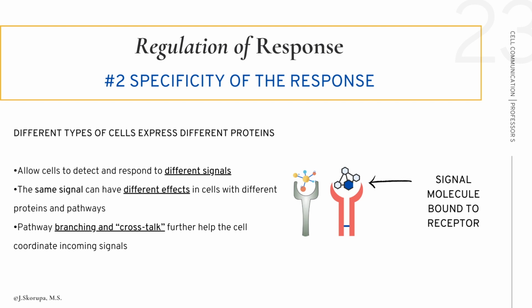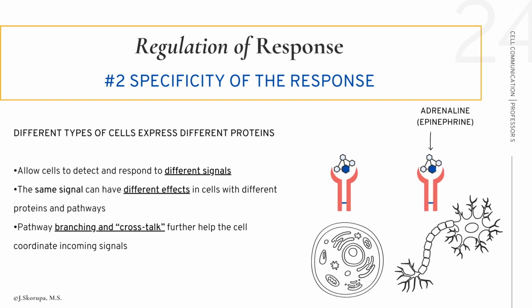This is because different kinds of cells have different collections of proteins that are expressed. These different proteins allow cells to detect and respond to different signals. Here we see 2 different receptors which respond to 2 different ligand signals. On that note, the same signal can have different effects in cells with different proteins and pathways. Here we have an adrenaline molecule binding its receptor in 2 different cells. Let's say a muscle cell and a neuron.